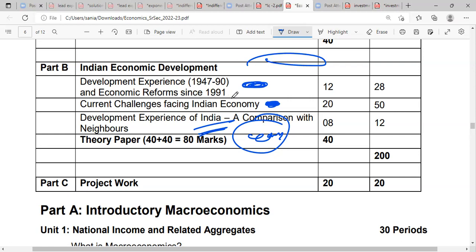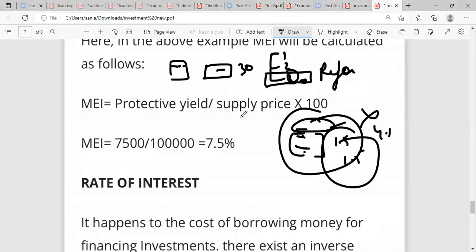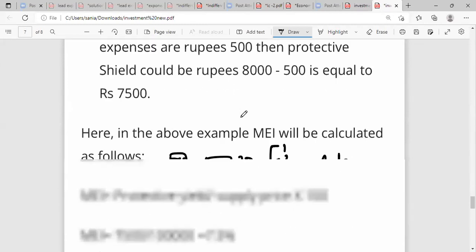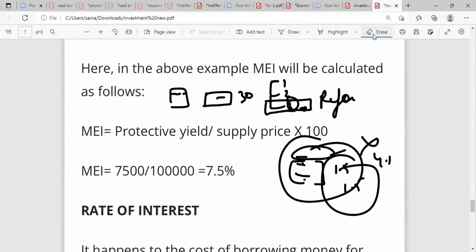So let's just quickly finish this chapter today, and after that we can start. Okay. So we did this supply and protective yield. Now we did this formula, girls.